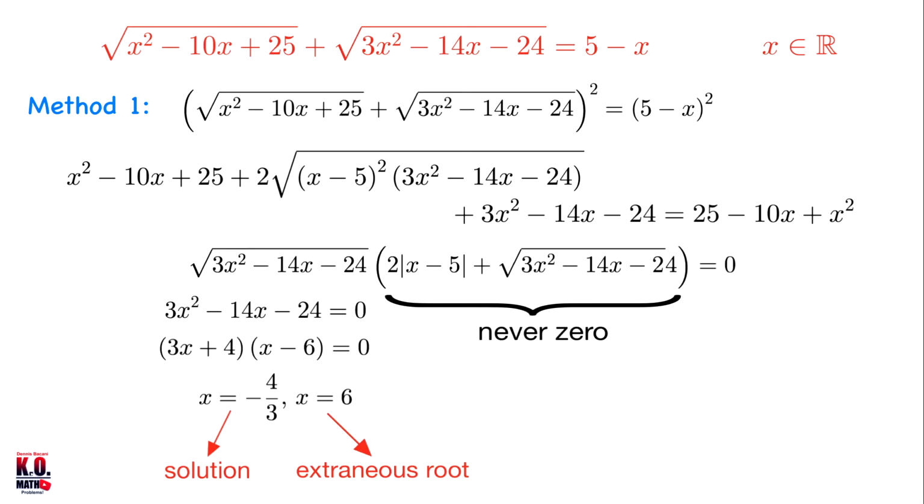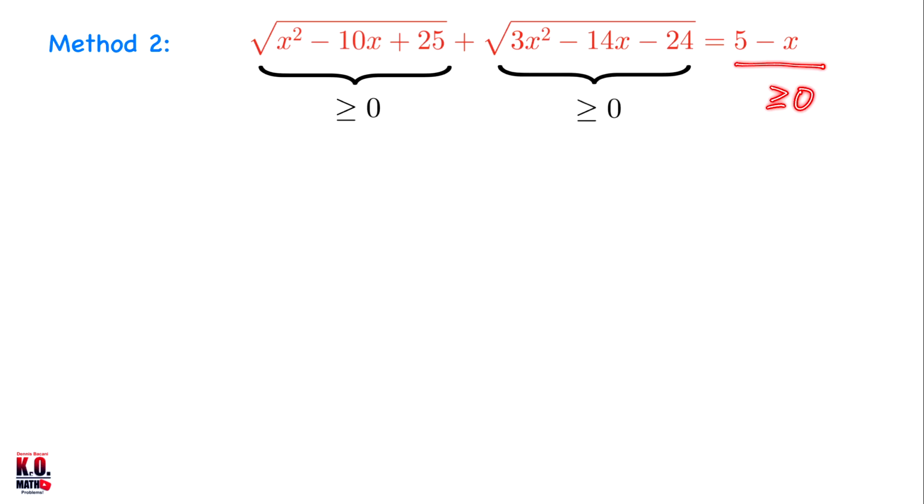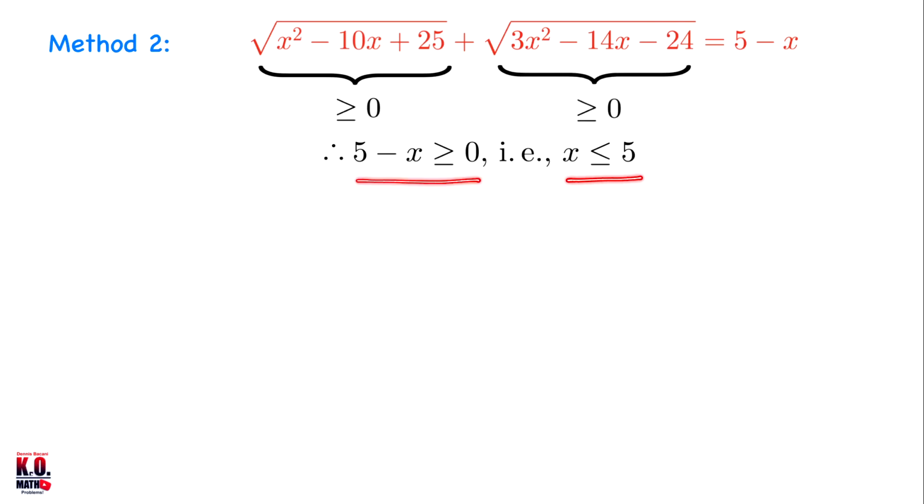Now, let me show you another way to solve this equation. If you look at the left-hand side of our equation, we know that the values of these square roots are both non-negative. So they are both greater than or equal to 0. Therefore, for this equation to hold, the value of this right-hand side here must also be greater than or equal to 0. Therefore, 5 minus x must be greater than or equal to 0, or that is, x must be less than or equal to 5.